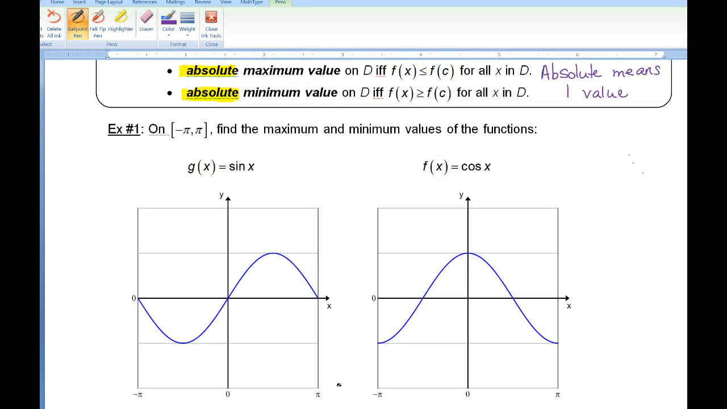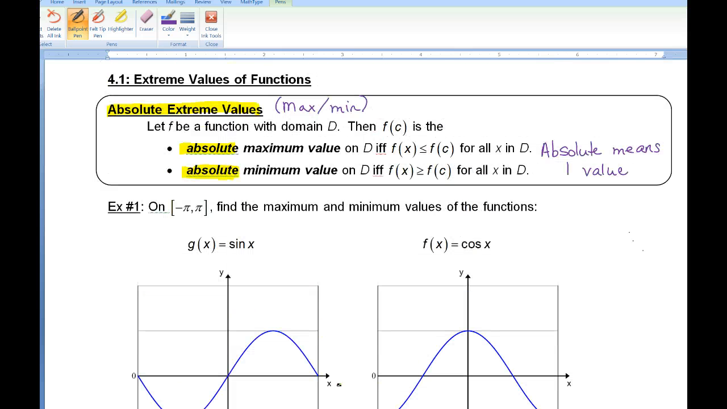So first thing, I should probably write this down. Notice it says here domain. When we refer to these absolute maximums and minimums, we're looking on a closed interval, and that will lead into what we're going to look at on the next page.